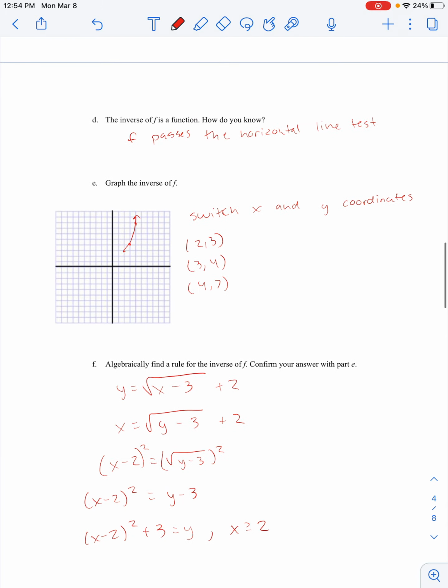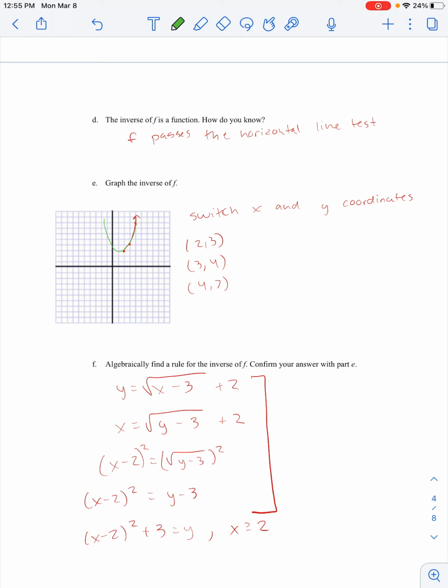Then in f, I asked you to algebraically find the rule that goes along with this graph. So to do that, we're going to switch the y and x values again and solve for y, so that's what I'm doing here. And eventually I'll get x minus 2 squared plus 3 equals y. Now, if I were to graph that, we could see that's a parabola. That's going to be quadratic because there's a square. So it would look like this.